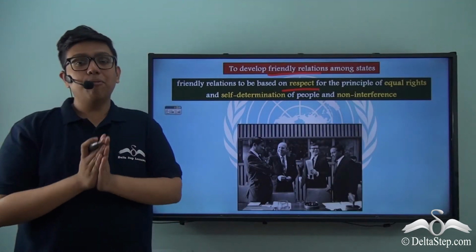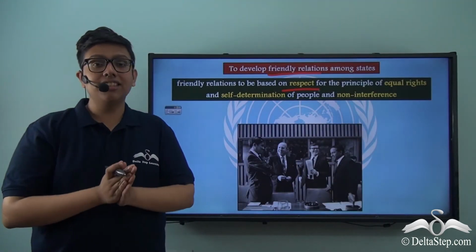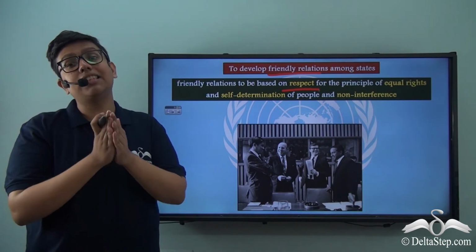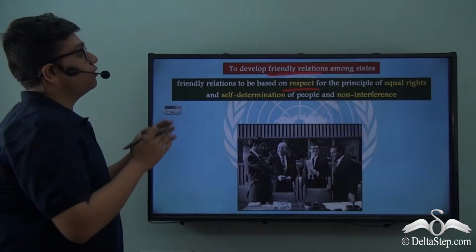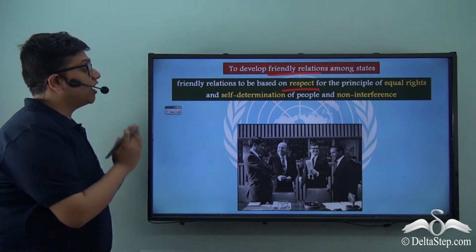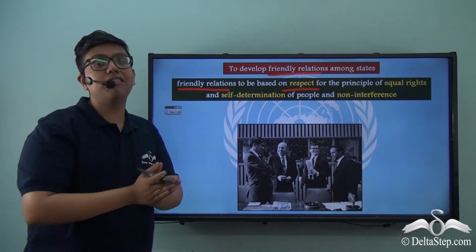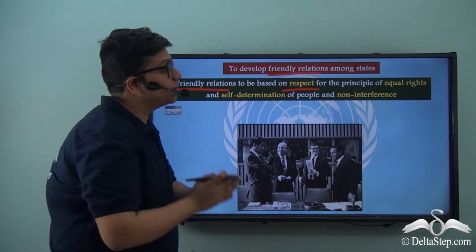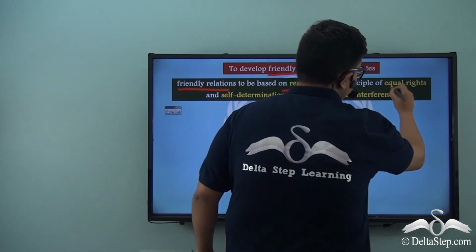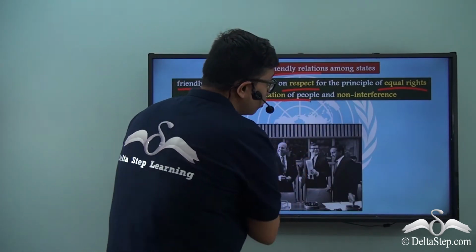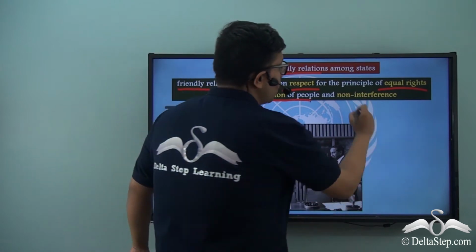And most importantly, such friendly relations should not become an excuse for the interference into the domestic affairs of another nation. Thus, we understand that the UN aims to develop such friendly relations among nations on the basis of mutual respect, especially on the principle of equality or equal rights and self-determination of people, and most importantly, the principle of non-interference.